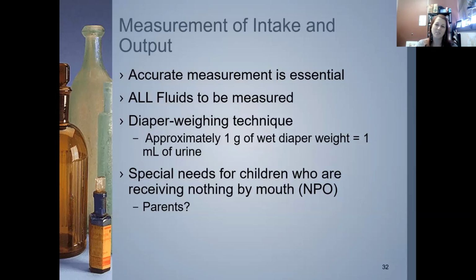Also, parents shouldn't eat in front of little kids, because a hungry 2-year-old doesn't understand why they can't eat if the parents are eating in front of them. We tell parents to leave the room, go to the cafeteria, go somewhere else if they have to eat while the child's NPO, so they're not doing it in front of the kiddo.